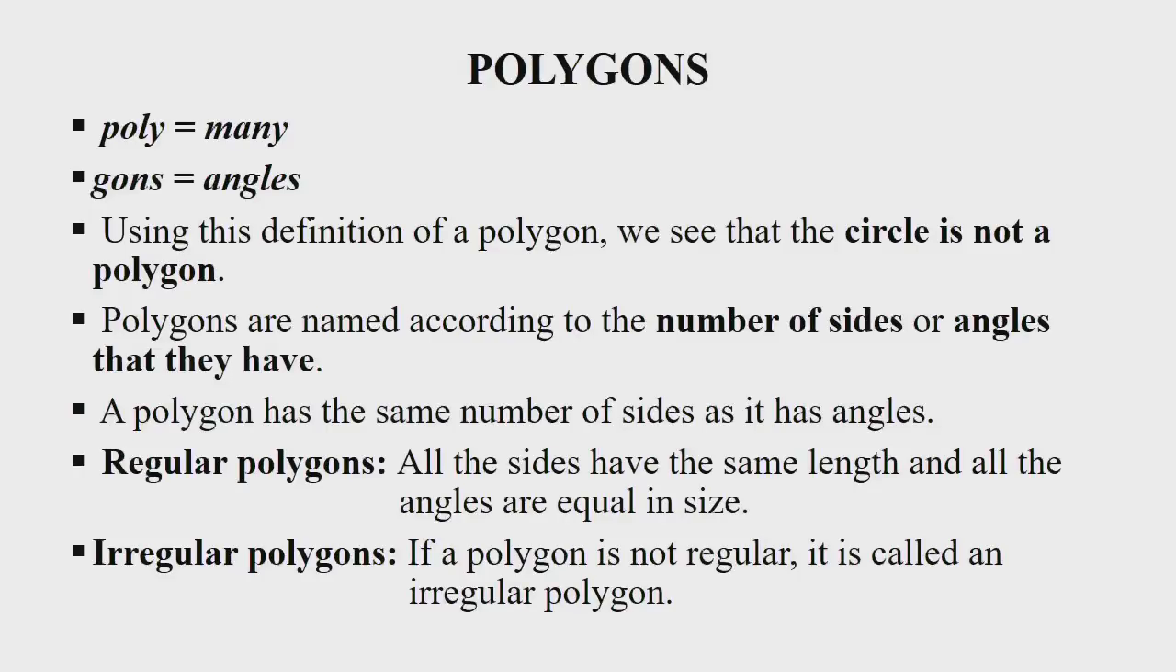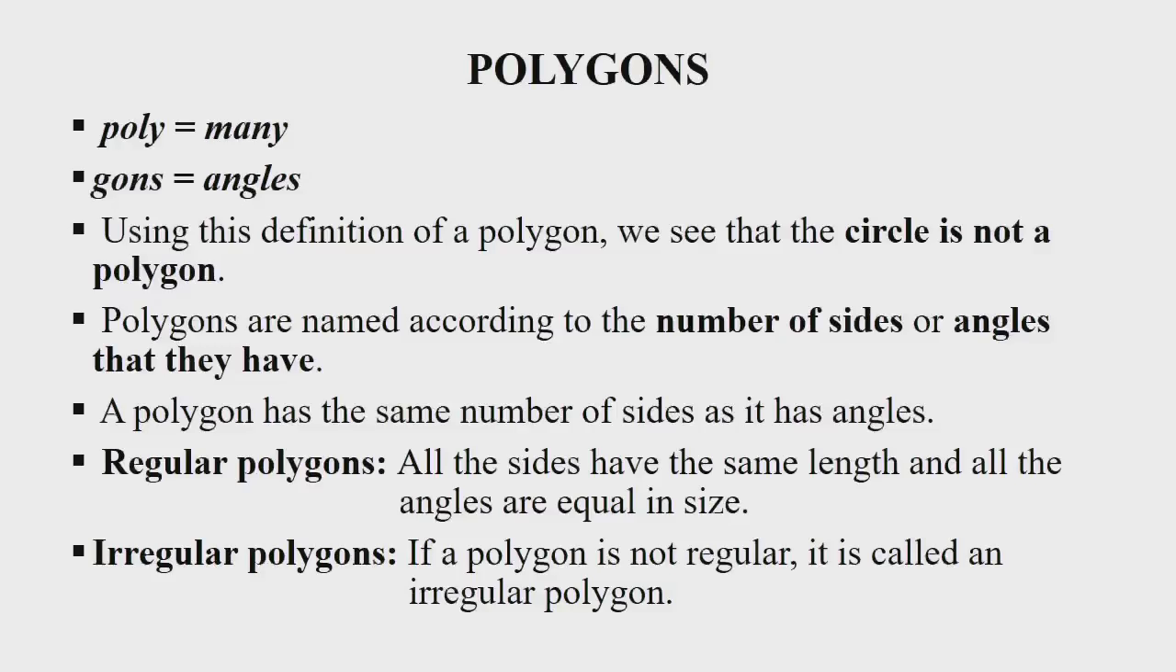Polygons are named according to the number of sides. Some of them we have already mentioned, but we come closer now. We zoom in to see what the polygons are, those ones with many sides. And they also have got many angles. That's why they are called polygons. A polygon has the same number of sides as it has angles. The number of sides is equal to the number of angles.